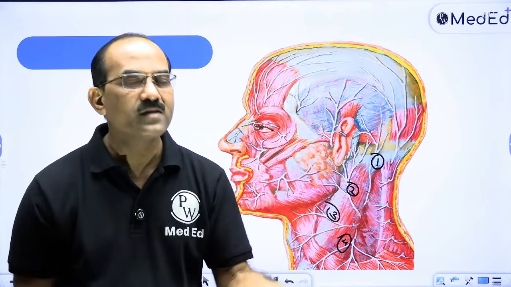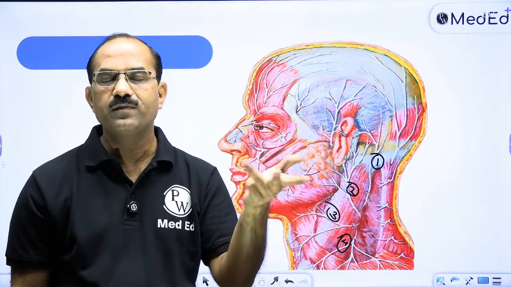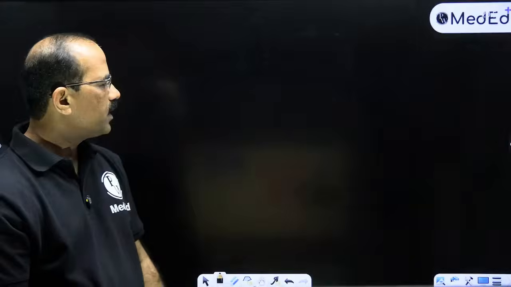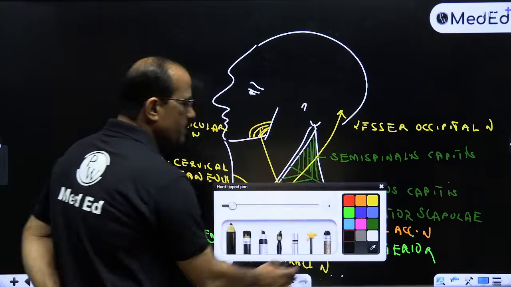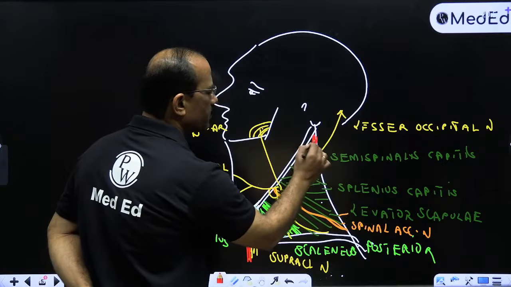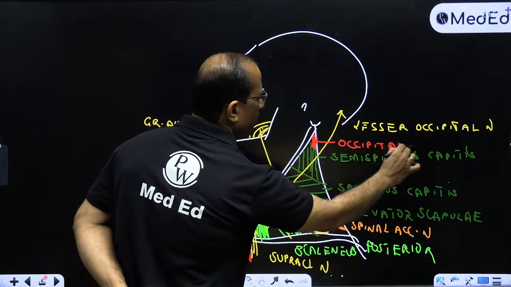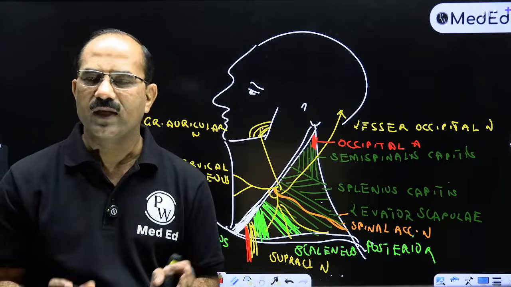Coming to the contents: brachial plexus, subclavian artery, spinal accessory nerve, the cervical plexus, and there's one more artery. The name is occipital artery. There's one artery here, the occipital artery. So this becomes the contents of the posterior triangle of the neck.